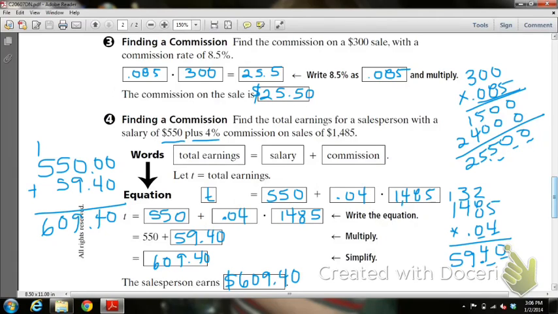So now you're going to pause the video and try these quick checks. Quick check 3: find the commission on a $3,200 sale with a commission rate of 6%. That's like example 3. And in quick check 4, you're going to model it after example 4. They give you a base salary plus a commission on their sales. So figure that out just like we did in example 4, and we'll check your work in class.